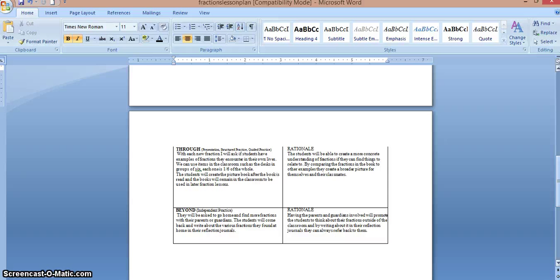Having the parents and the guardians involved will get the students thinking about fractions outside of the classroom and realize that something like fractions is not just a classroom concept. And by writing about it in the reflection journals, they will have it and they can always refer back to that.